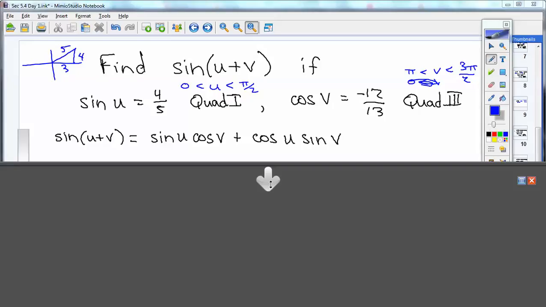Okay? So given some information where we can draw some triangles, that's how we can do these problems where the angles are not pi/6, pi/3, pi/4.